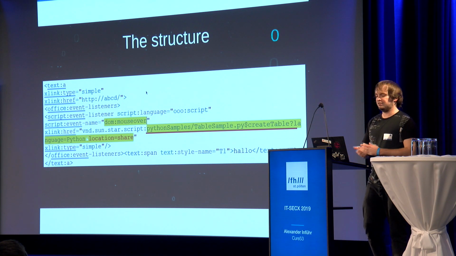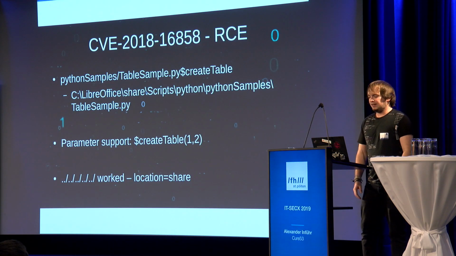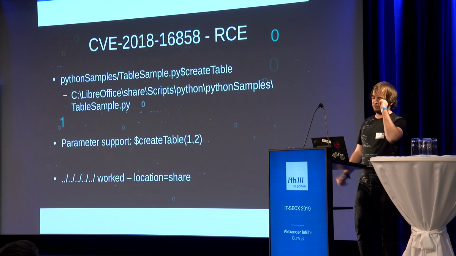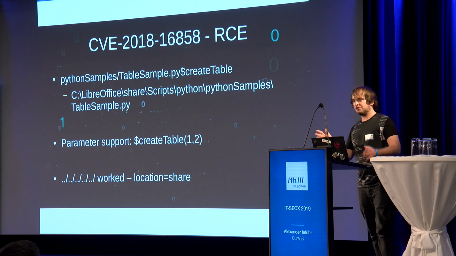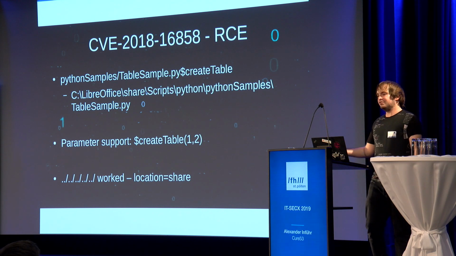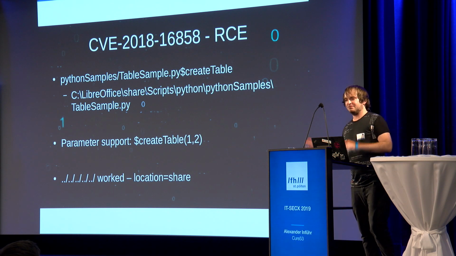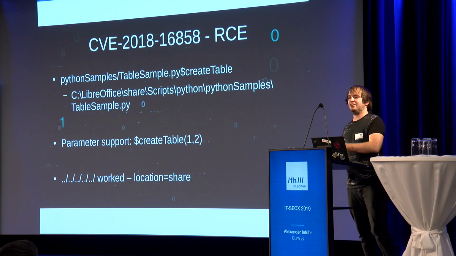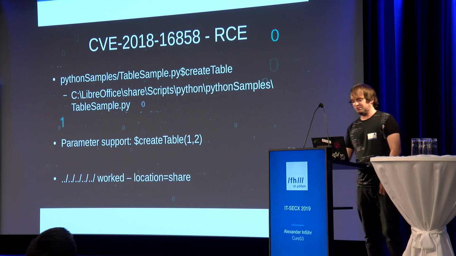But we have location share here. So that means Python samples, table sample.py must be on the local file system somewhere. And yeah, it is. Basically, when you install LibreOffice, as an example, in the local C share, you can find the file there. And the $create table is just a function inside this macro. Additionally, I discovered that you can pass parameters as well, and you could traverse to any file location. So it was not necessary to actually specify a pre-installed macro. You could just traverse down to any other file and execute it via Python.